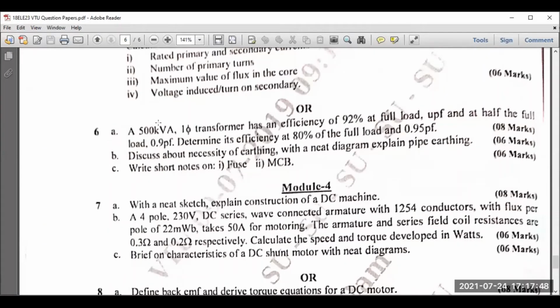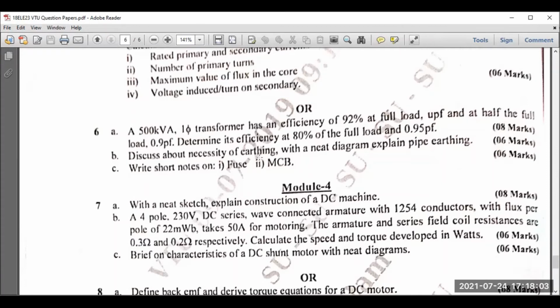Question number 6. There is a problem related to the efficiency of the transformer. There is a topic in module 3, efficiency of the transformer. Please go through that particular topic and recall the equations. Then you can solve this numerical example.